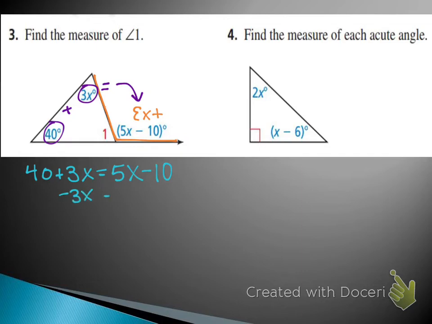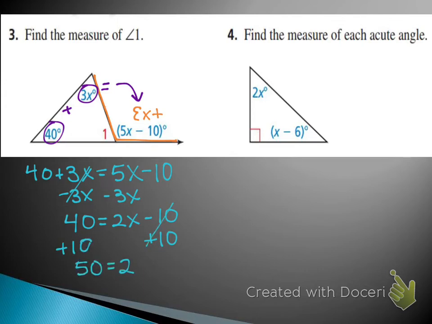Subtract 3x. 40 equals 2x minus 10. Add 10, 40 and 10 make 50, which equals 2x. Divide by 2, and x is 25. So we need to use that to find the measure of angle 1. Where would you like to plug that in?